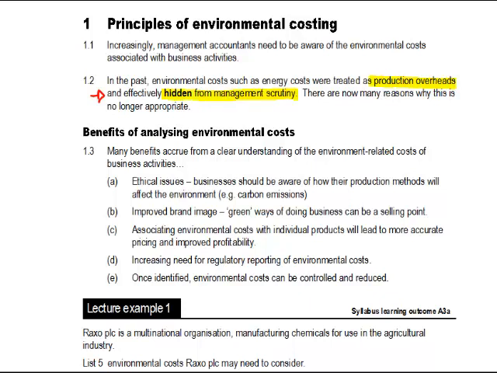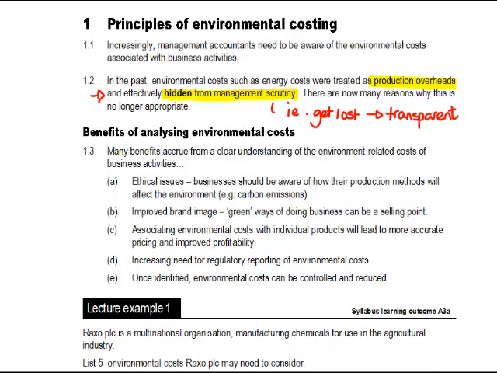Now, there's many reasons why we can't do that anymore. We can't just allow them to get lost in production overheads. What we want to do is try and make sure that we have a much more transparent approach to environmental costs. So let's have a look at these benefits.